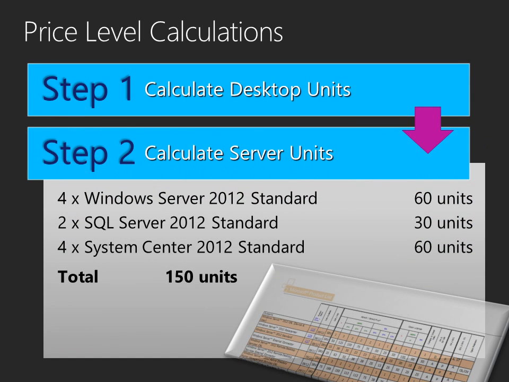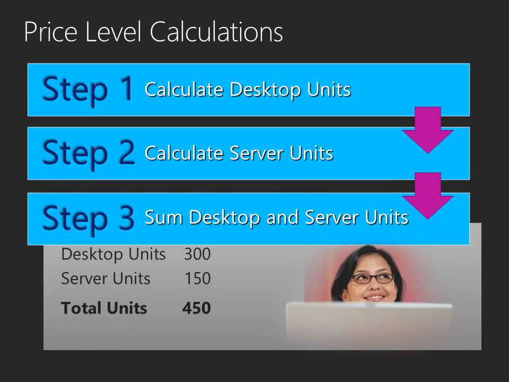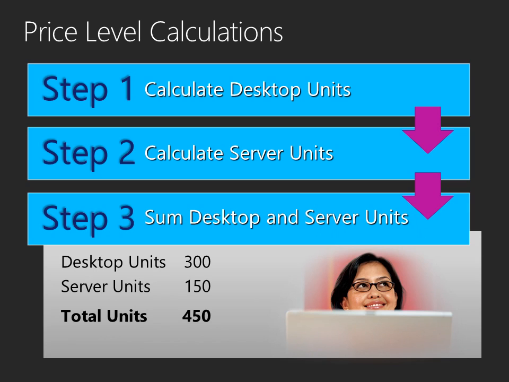Then you need to calculate your server units, and again each product has a points value associated with it, so it's just worth calculating how many units or how many points worth of server software you would be purchasing. So in this example, 150 units. And then basically you add together the desktop units that you've calculated and the server units. And in our example, we have a total number of 450 units. And we would need to check that that met the minimum for the region that we were purchasing through. And as long as you hit that minimum, then you'll be eligible to purchase through the school enrolment.